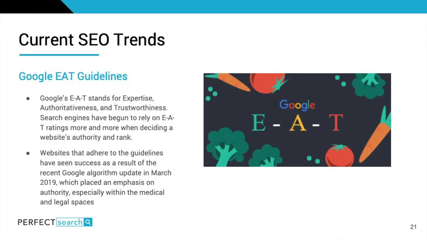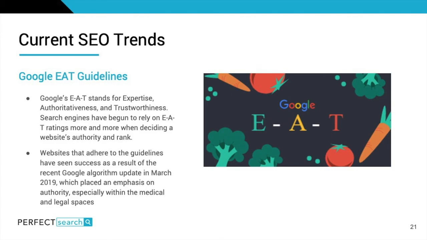Next is Google's EAT guidelines. These are a newer set of guidelines that Google came out with. It literally stands for expertise, authoritativeness, and trustworthiness. So search engines have begun to rely on EAT ratings when deciding how to rank a website and how to understand the authority of a website. So websites that adhere to these guidelines have seen a lot of success as a result of the recent algorithm update that actually happened in March of 2019, with the main emphasis being on authority.